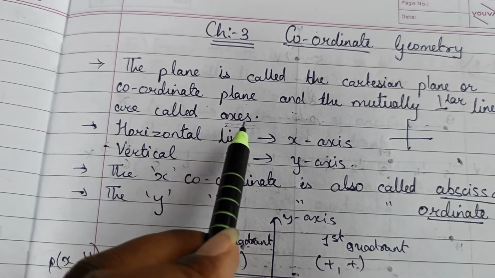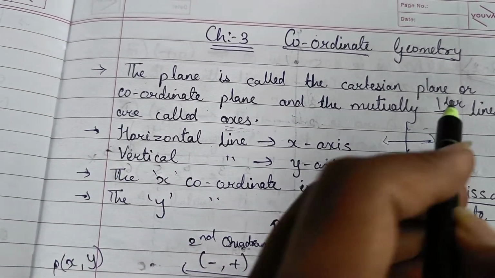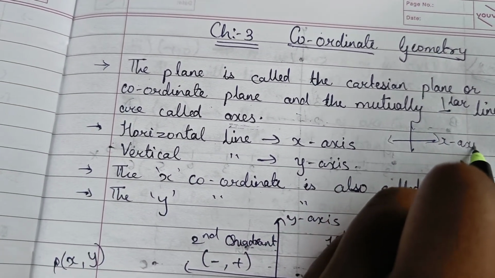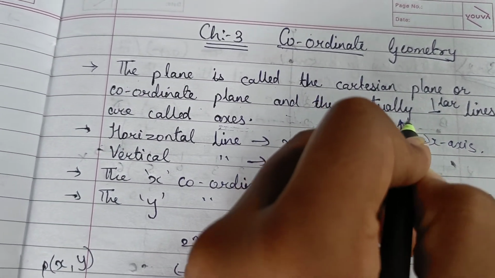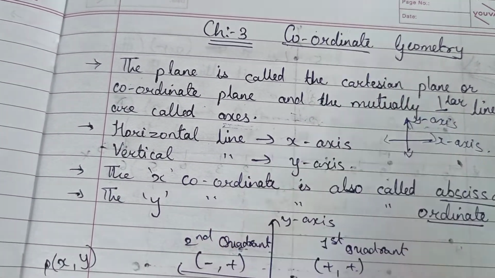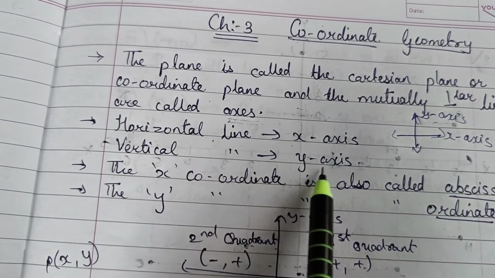Okay, x-axis and y-axis. Now this horizontal line is known as the x-axis. Now this is your vertical line. This vertical line is known as the y-axis. So here it is written: the horizontal line is known as the x-axis and the vertical line is known as the y-axis.